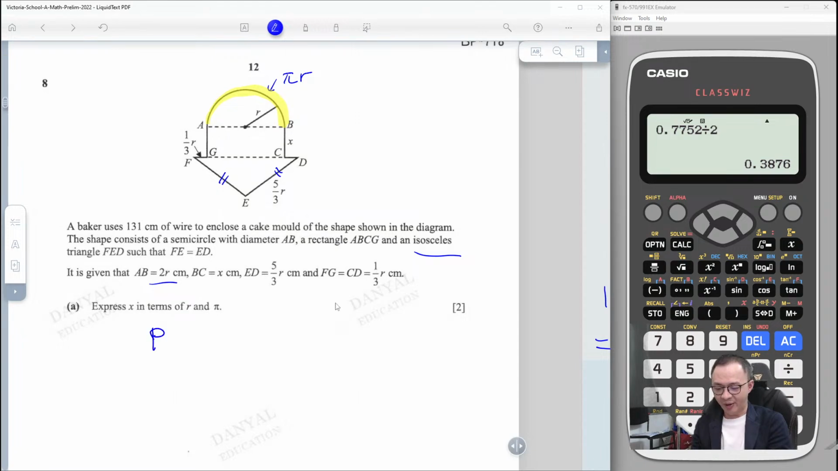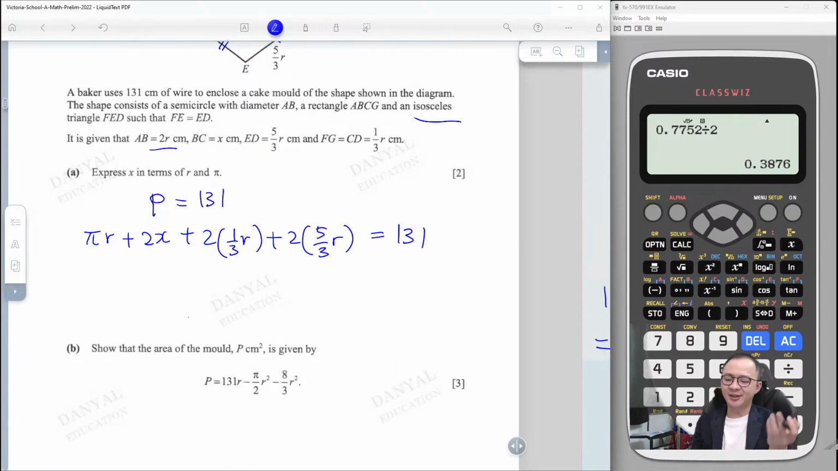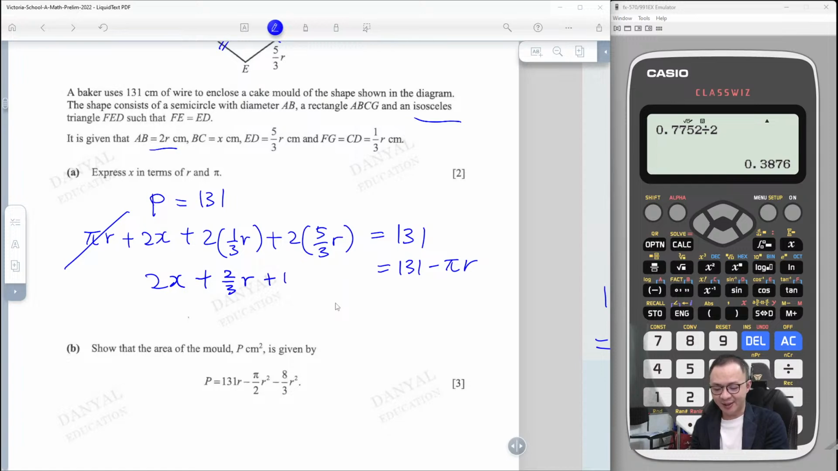So I will just assume the perimeter is 131. So how to do the perimeter? We will do pi r plus 2x plus double of 1 over 3r plus double of 5 over 3r equals 131. Alright, they want it in terms of r and pi. So, let's do it. Pi r can move to the other side, minus pi r. This is 2x. Here is basically 2 over 3r plus 10 over 3r.